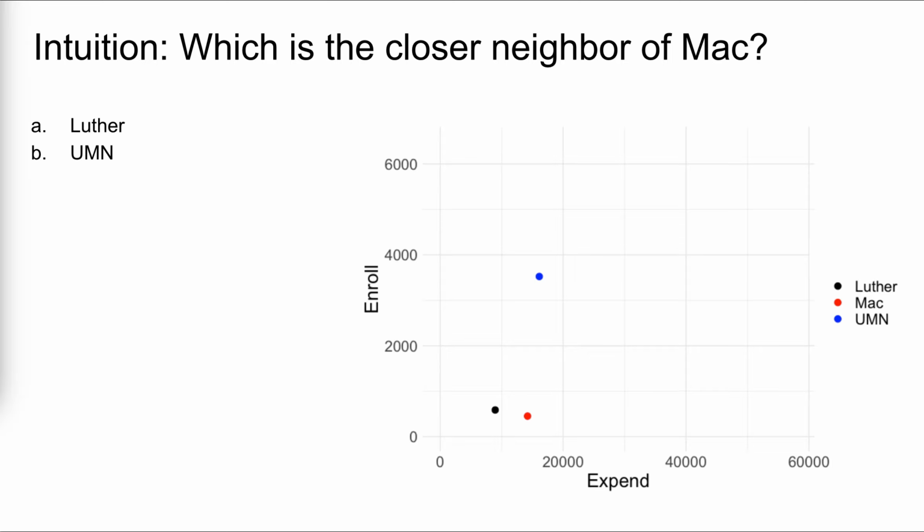Focusing on just these three schools, let's check in with our intuition. With respect to enrollment and expenditures, which school appears to be the closer neighbor to Mac, Luther or UMN? You likely answered Luther. Visually, we observe that Luther and Mac have similar enrollments and, in the broader scheme of things, similar expenditures. In contrast, University of Minnesota's large enrollments makes it much less similar to Mac.